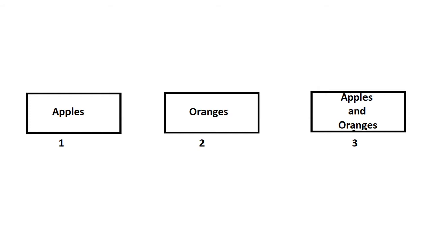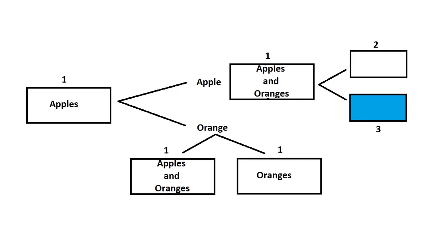Let's take out a fruit from box 1 which is labeled apples. There are 2 possibilities. Either the fruit is apple or the fruit is orange. If the fruit is orange, there are 2 possibilities. Either the box is of apples and oranges or the box is of oranges. And we cannot be sure, so we cannot move forward.